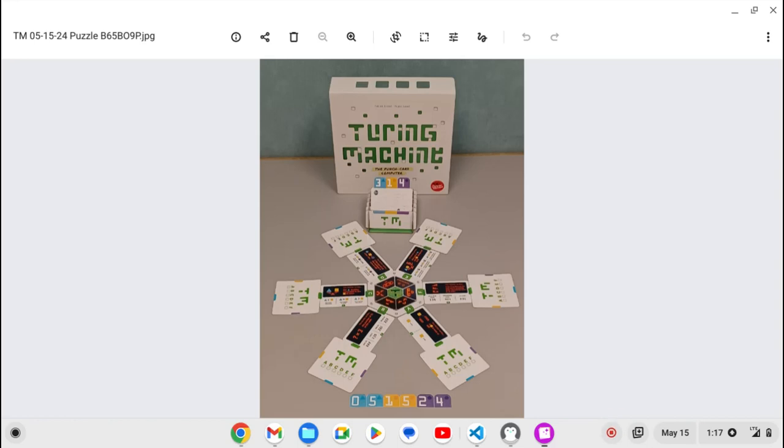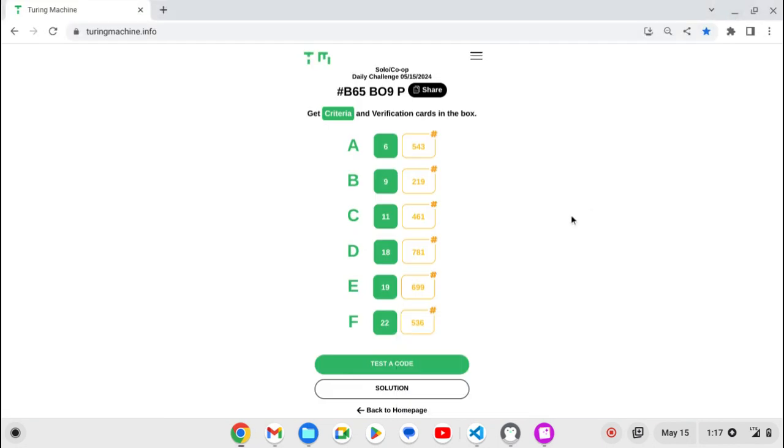Let's begin. Today's May 15th, 2024, and we're doing the Daily Turing Machine Puzzle. Today's puzzle has 6 criteria cards and 6 verification cards. Let's go to turingmachine.info to get more details.